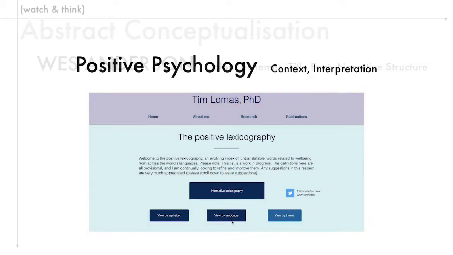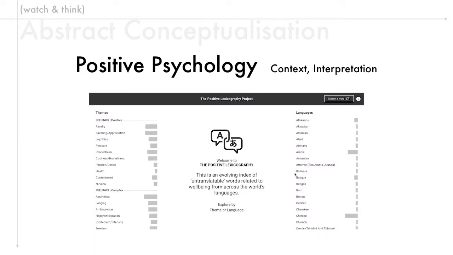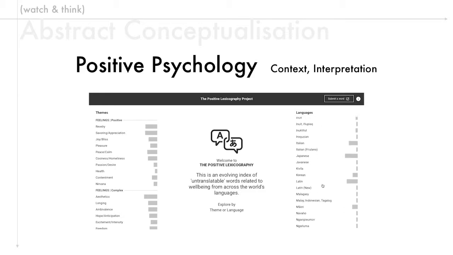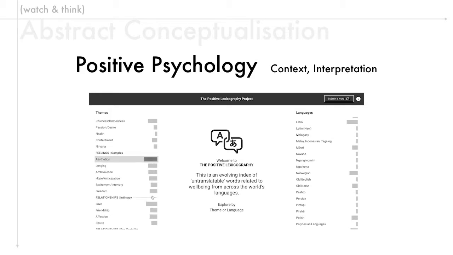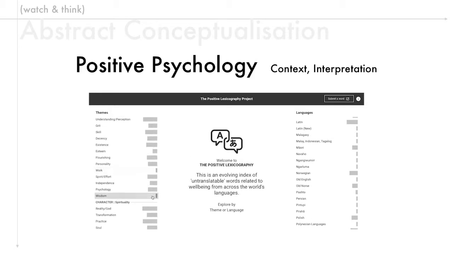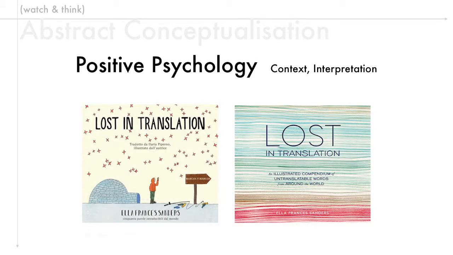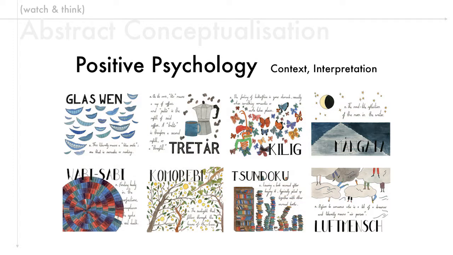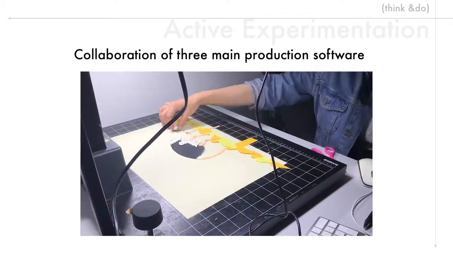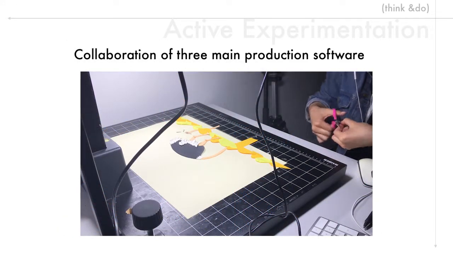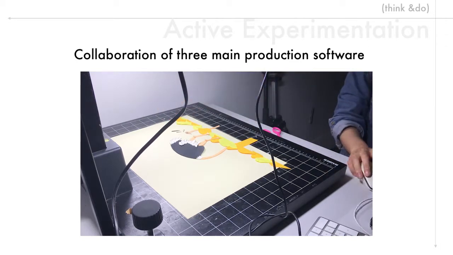Tim Lomas is a specialist in positive psychology. He started the Positive Lexicography Project in 2014 and has examined more than 400 words from 80 languages with no English equivalent. As a comparative reference, the illustration book Lost in Translation provides more straightforward and playful expressions of the words' meaning. After having a theoretical foundation, I focused on solving technical problems in the production process.